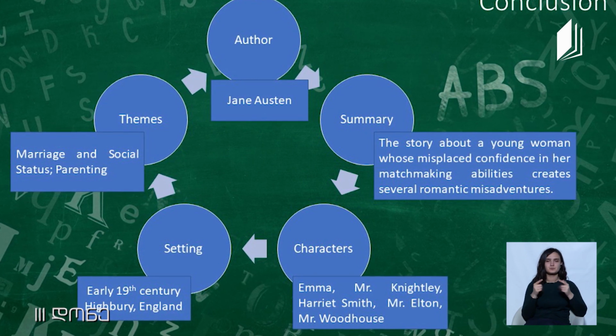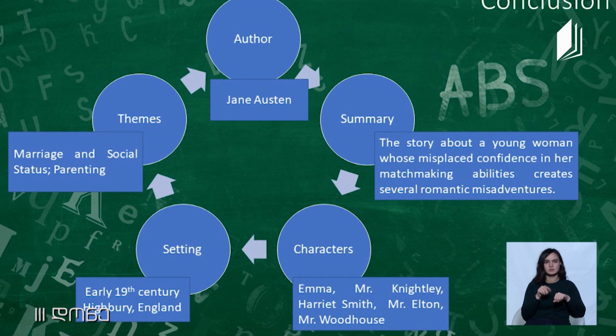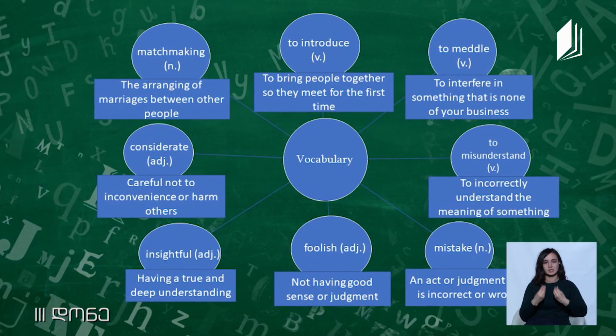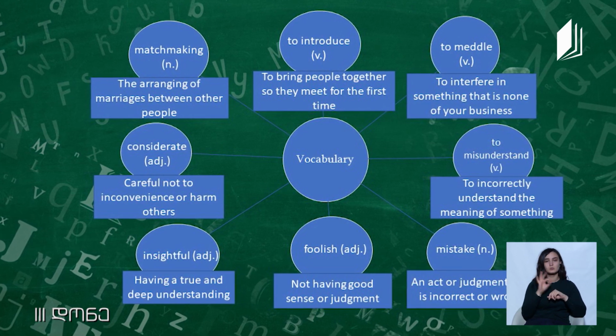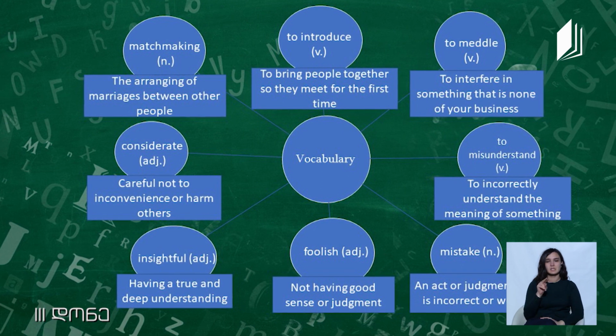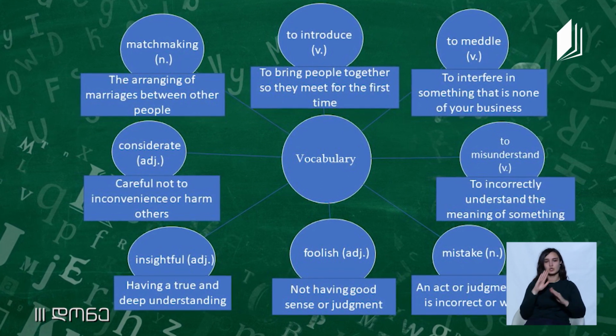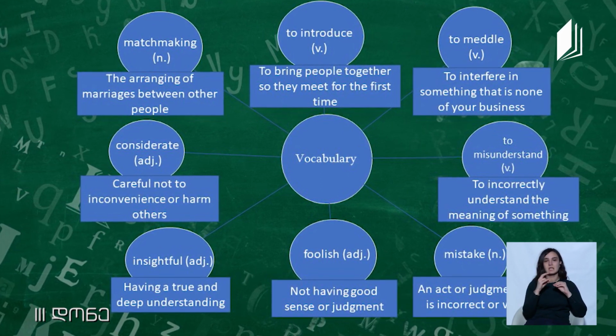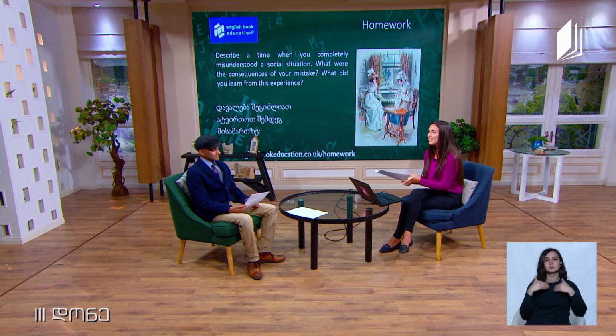This will be a good time to have a look at the vocabulary that we chose for you connected to this book. Here are the words once more. Matchmaking, to introduce, to meddle, to misunderstand, mistake, foolish, insightful, and considerate. These are great words for you to look at home, and that brings us to our final point of homework.